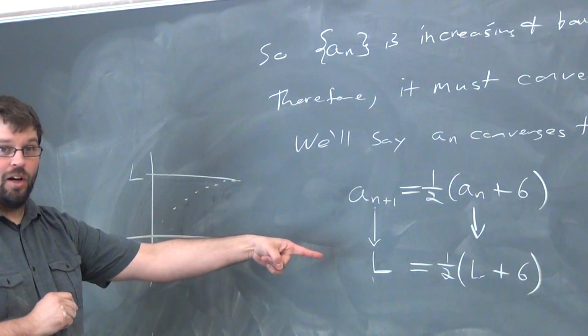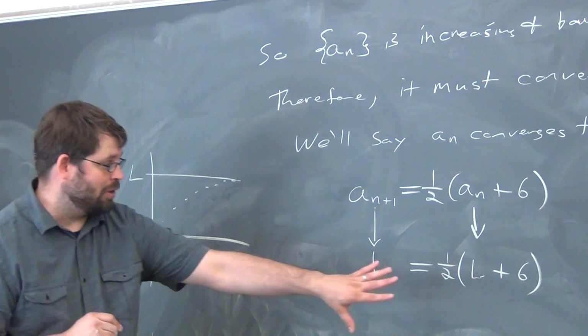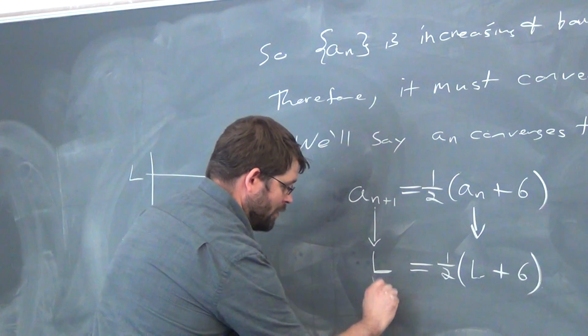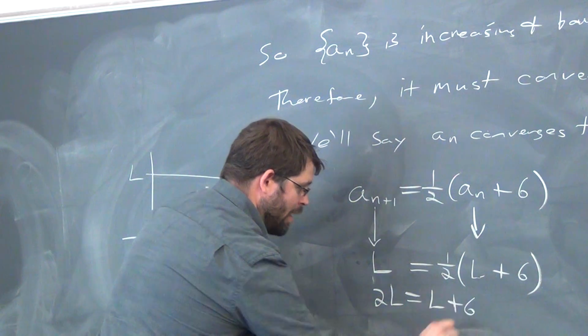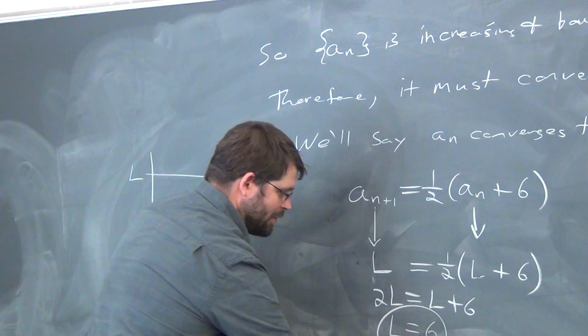And so now we can figure out exactly what that limit was by just doing some algebra here, right? So you multiply 2 across. Let's do it. 2L is L plus 6. I mean, we see our limit of 6 that we thought we'd get. So there's our L equals 6.